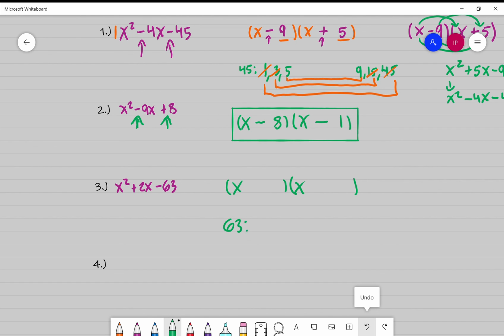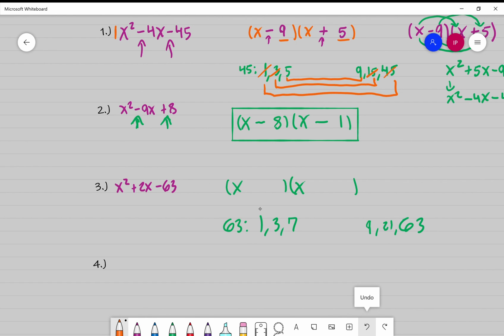So we're doing 63: 1 and 63. 2 can't go into 63. 3 goes into 63 21 times. 4 can't go into 63, but I'll just check real quick. Nope. 5 can't. 6, I do not believe 6 can go into 63. Nope. 7 can. 7 goes into 63 9 times. 8 can't, so we stop there.